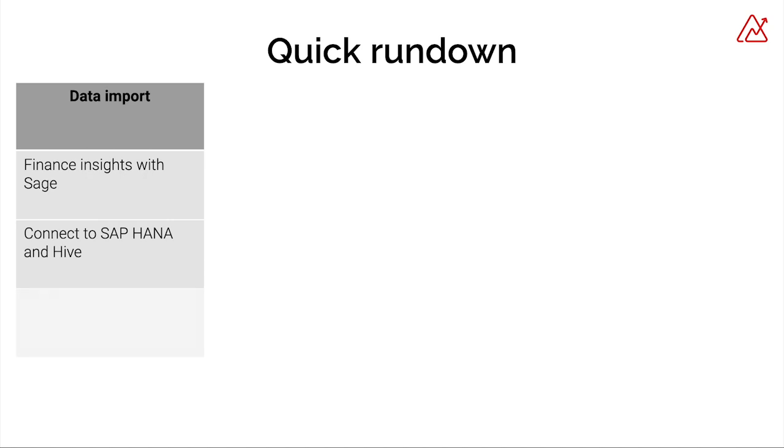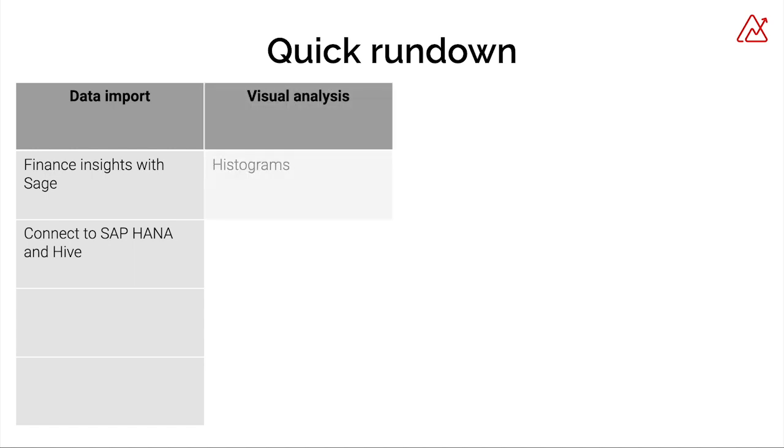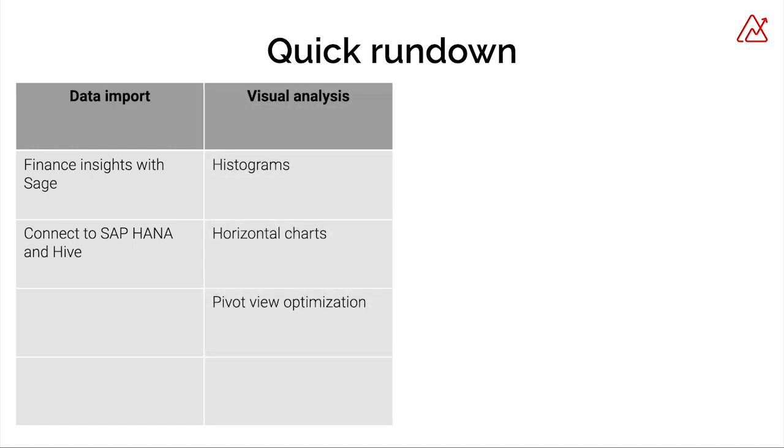So, we saw in the data import category, we had a new update. We have a new integration where Zoho Analytics can now integrate with Sage. We understood the powerful pre-built reports and dashboards and the kind of insights that it can get. We also saw how Zoho Analytics can now get data from SAP HANA and from Hive. In the visual analysis bucket, we had a couple of new visualizations added to our basket of visualizations. We have new histograms and horizontal charts. We saw where they can be used and how useful they are.